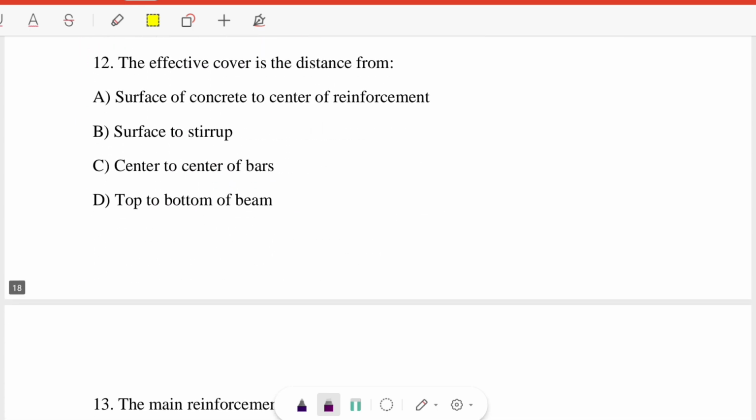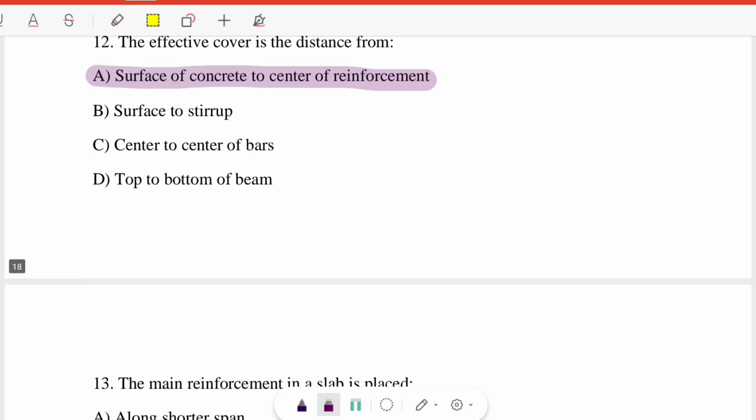Next question, the effective cover is the distance from option A surface of the concrete to the center of the reinforcement, option B surface to the stirrup, option C center to center of the bars, option D top to bottom of the beam. The correct answer is option A, surface of the concrete to center of the reinforcement.